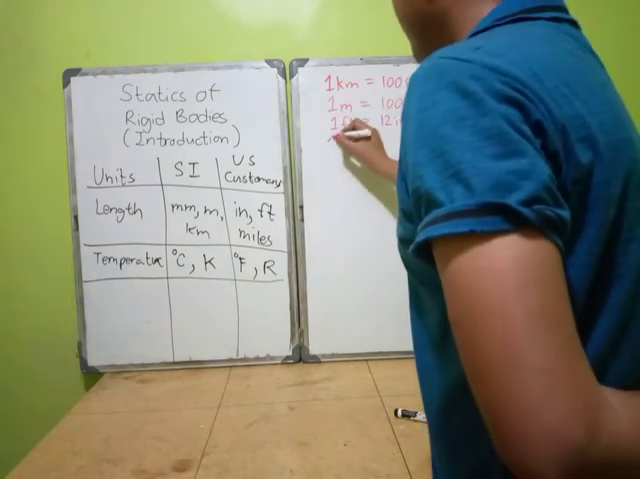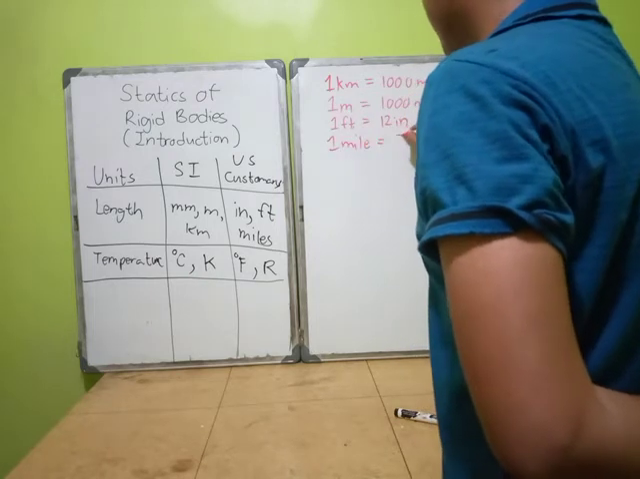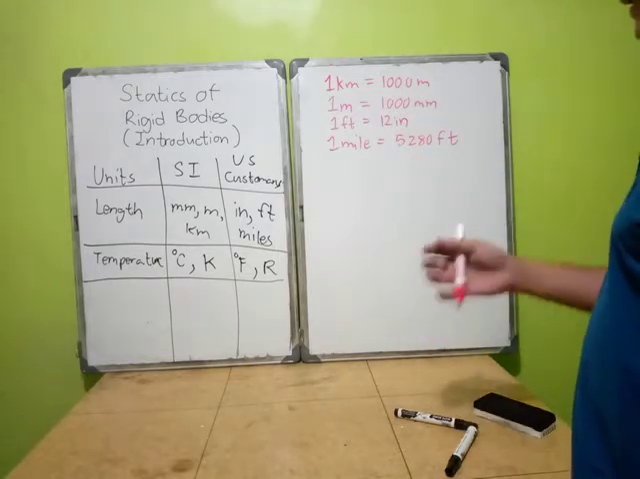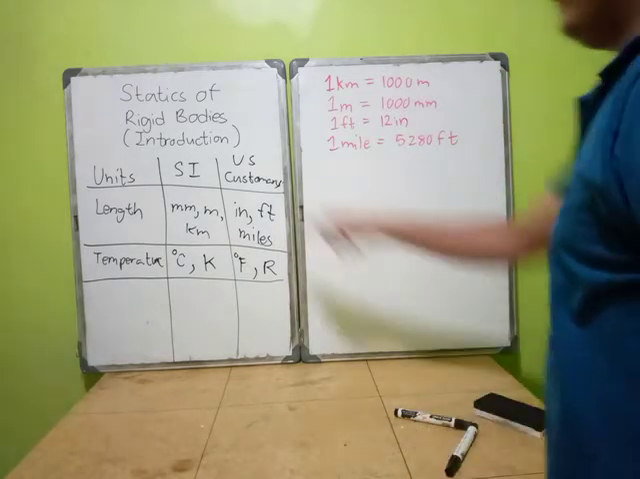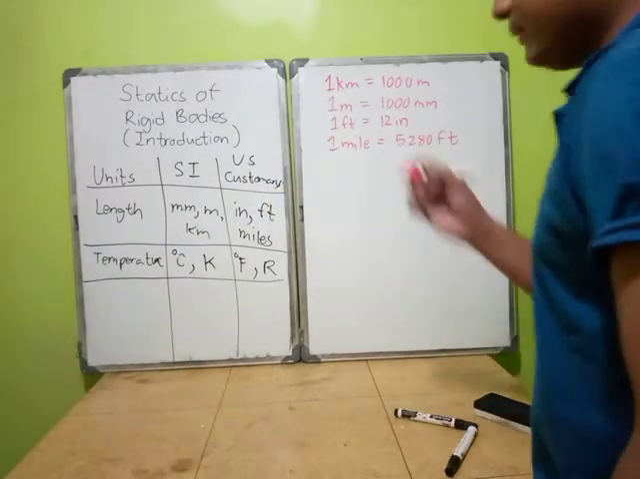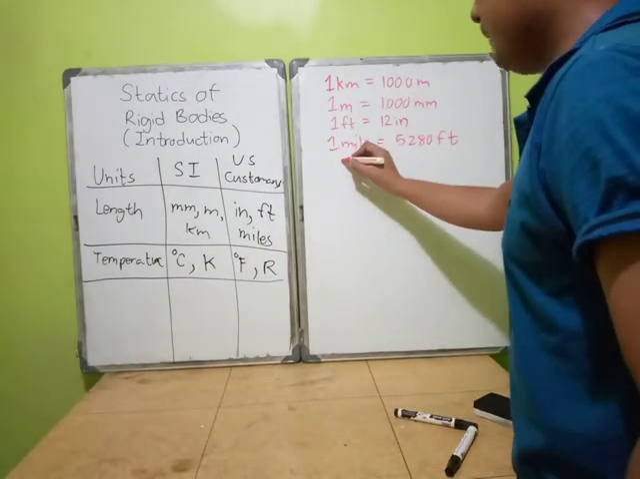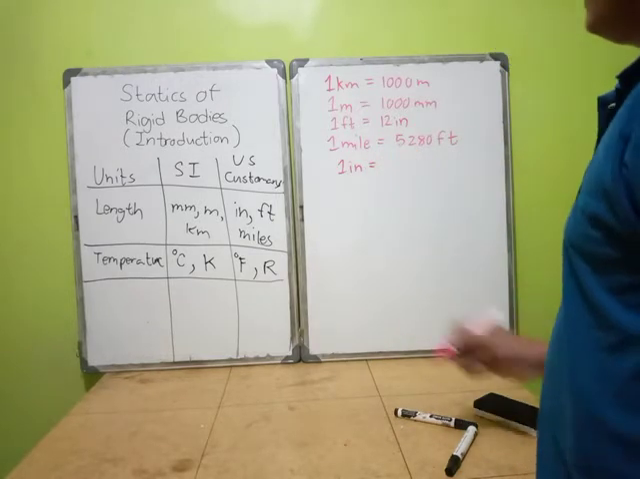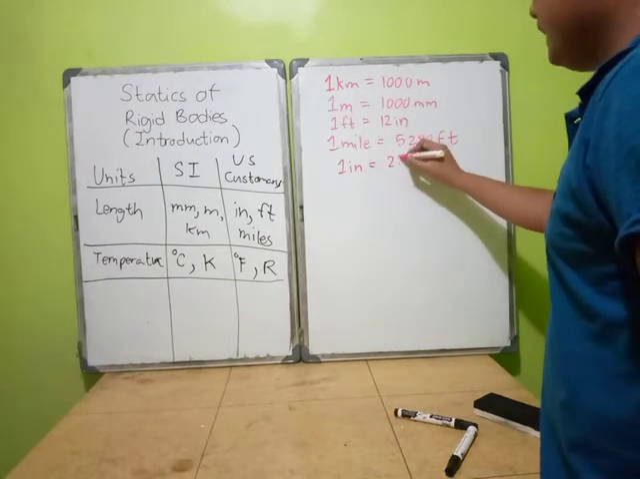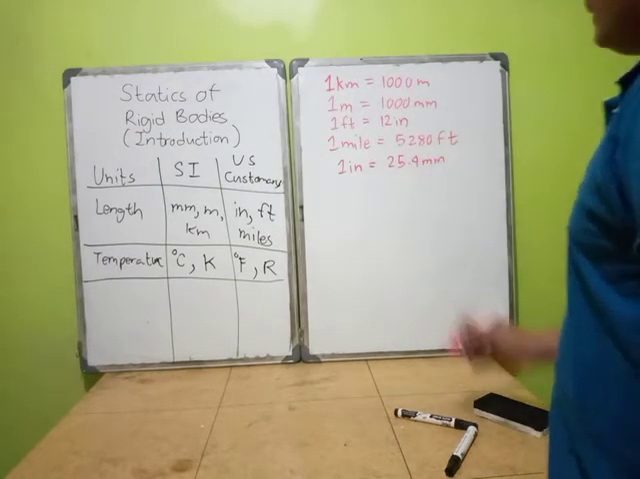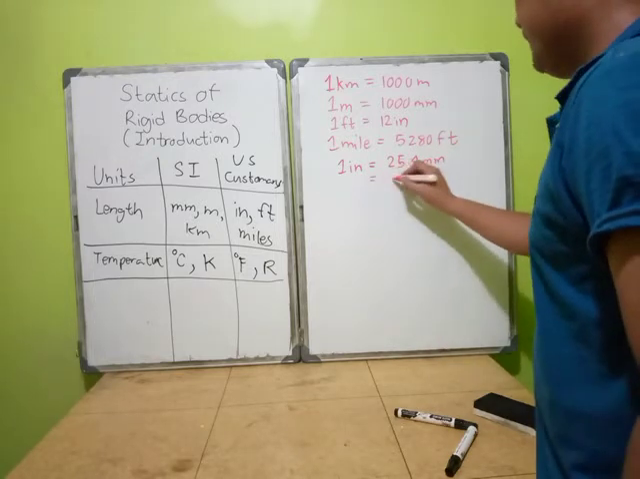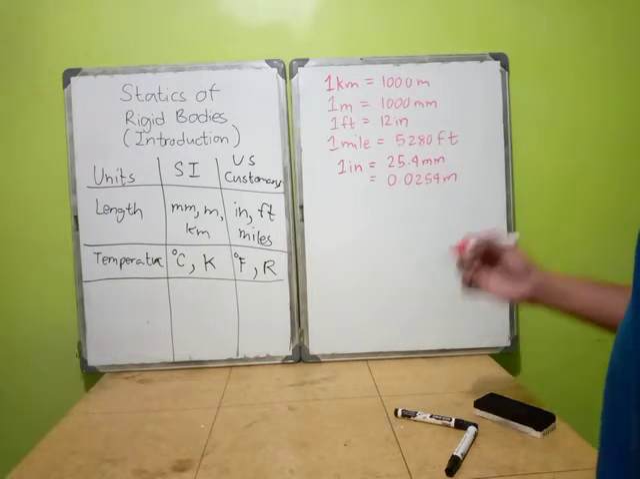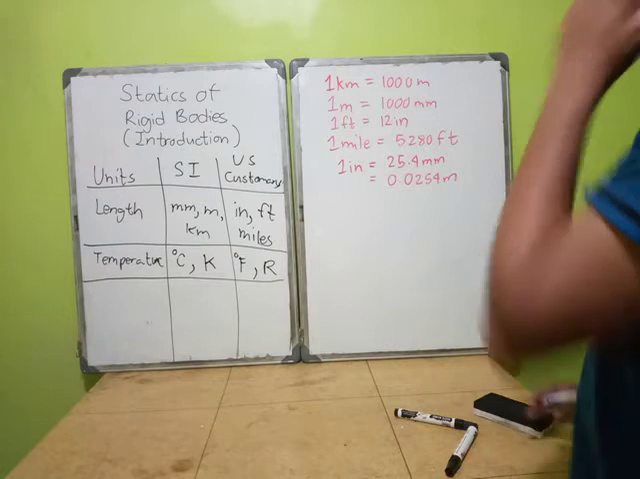And then your 1 mile, baka hindi nyo pa to alam, is 5,280 feet. And then, what if we need to convert from SI to US customary? Simply lang. Just remember that 1 inch is equivalent to 25.4 millimeters, or equivalent to 0.0254 meters.